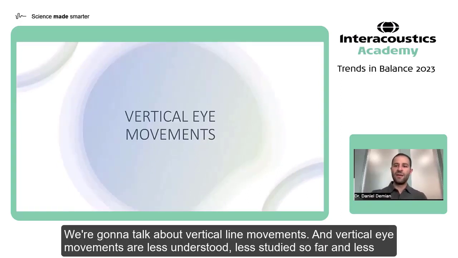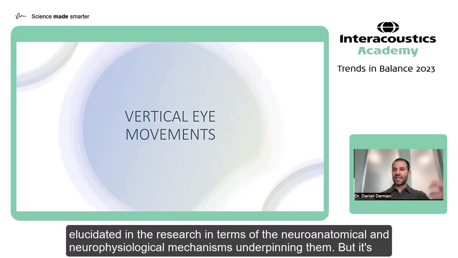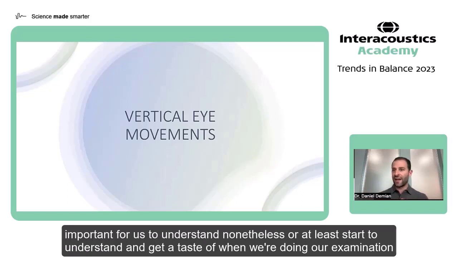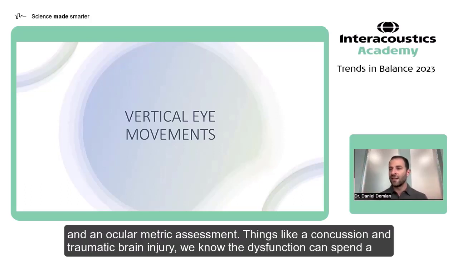Now we're going to talk about vertical eye movements. Vertical eye movements are less understood, less studied so far, and less elucidated in the research in terms of the neuroanatomical and neurophysiological mechanisms underpinning them, but are important for us to understand nonetheless, or at least start to understand and get a taste of when we're doing our examination and oculometric assessment.